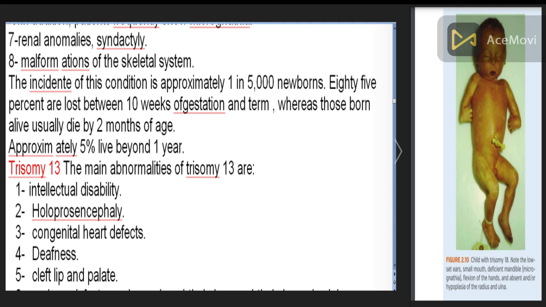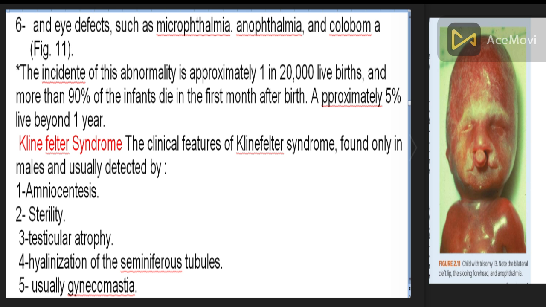Trisomy 13. The main abnormalities of trisomy 13 are: 1. Intellectual disability. 2. Holoprosencephaly. 3. Congenital heart defects. 4. Deafness. 5. Cleft lip and palate. 6. And eye defects, such as microphthalmia, anophthalmia, and coloboma, Fig 11.